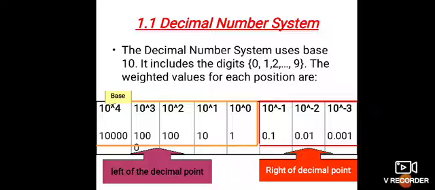The weighted values for each position are shown in the figure. For the integer part we cover the digits by putting the weights as base to the power of position. So 10 to the power 0, then 10 to the power 1, 10 to the power 2, 10 to the power 3, and so on, where 10 is the base of the system. Then for the decimal part we use the weights 10 to the power minus 1, 10 to the power minus 2, then 10 to the power minus 3, and so on.